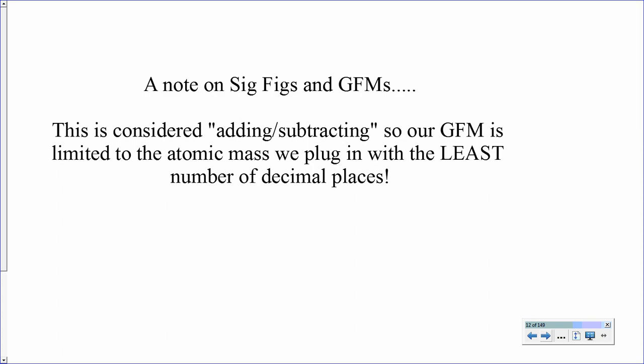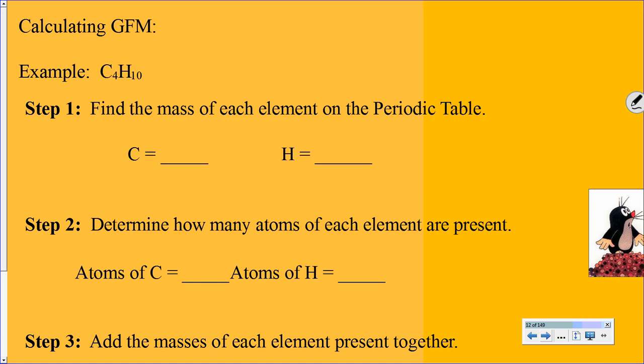Little note on sig figs here. This is generally considered adding or subtracting, so our sig figs are limited to the number that we plug in with the least number of decimal places. Generally, I don't like to round GFMs till the end of a problem. You'll kind of get the hang of what I mean by this.